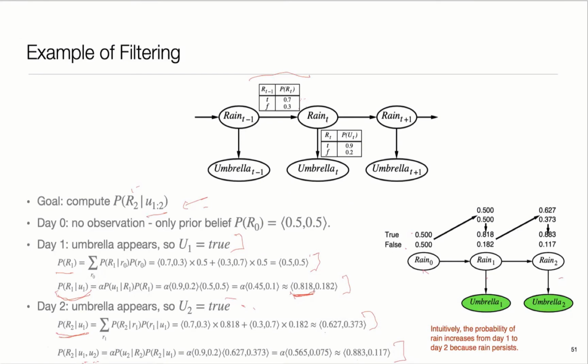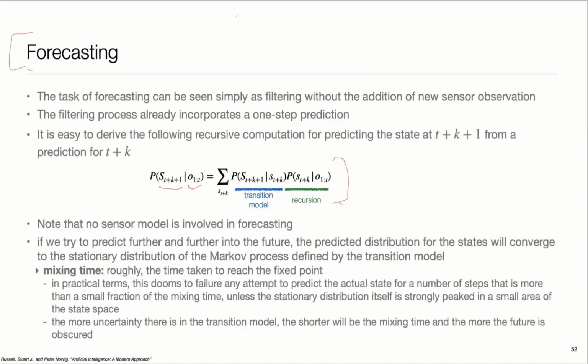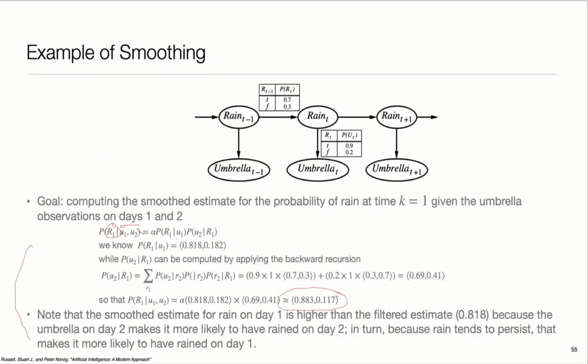So what has happened is that our confidence, as a result of smoothing, our confidence that it rained on day 1 increased. So we have a better value. Okay. So this is very useful in a lot of settings.